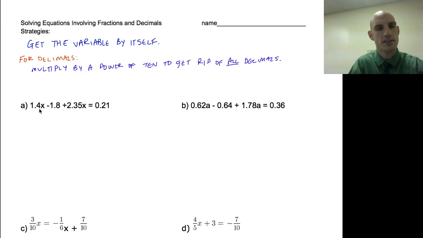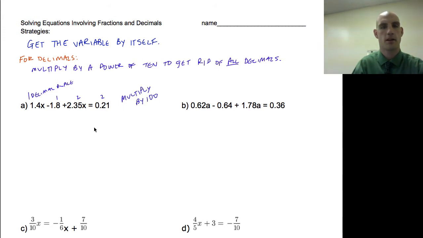So if I look down here in part A, I've got 1.4, 1.8, 2.35, and 0.21. I want to look at the number of decimal places that I have. I have one decimal place, and one here, and two here. So I need a power of 10 that has two decimal places behind it. So that's going to be 100. So multiply by 100. Here's what that looks like. I need to multiply by 100 on both sides.